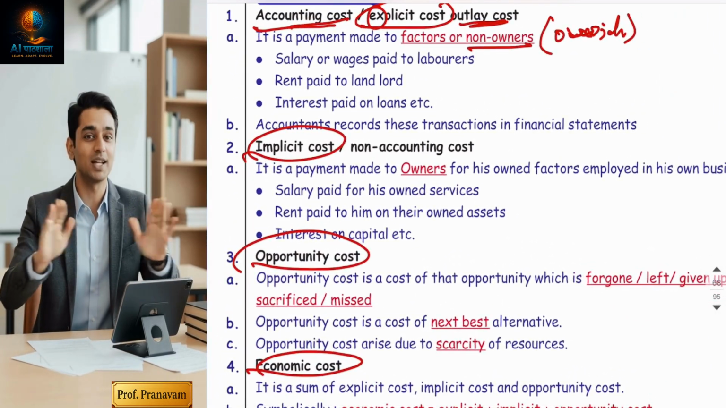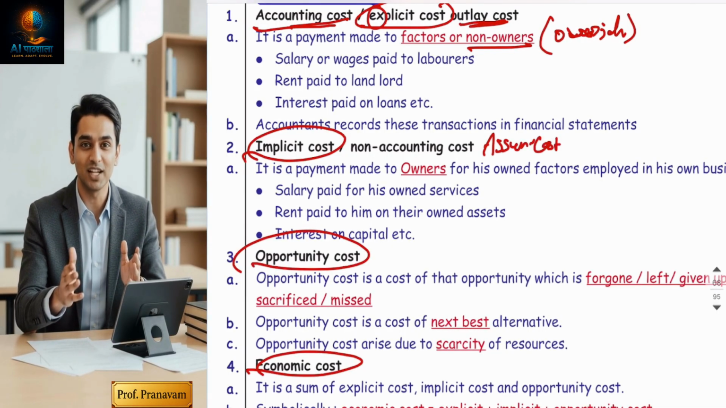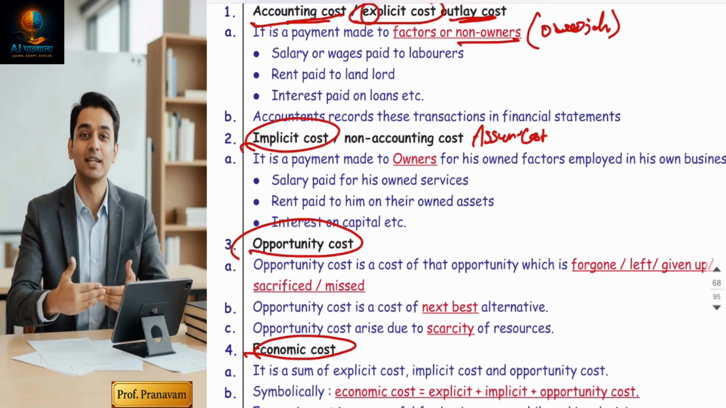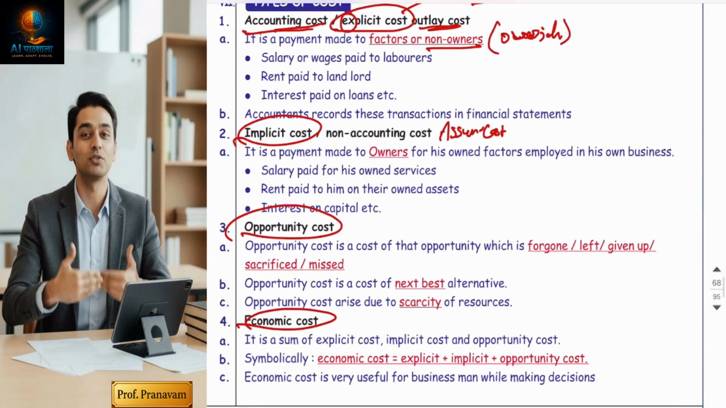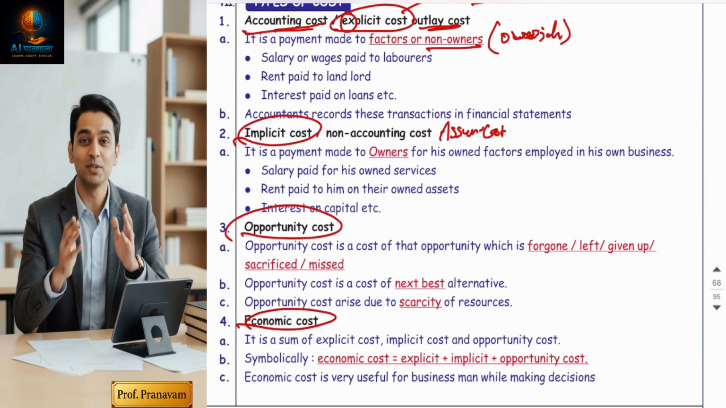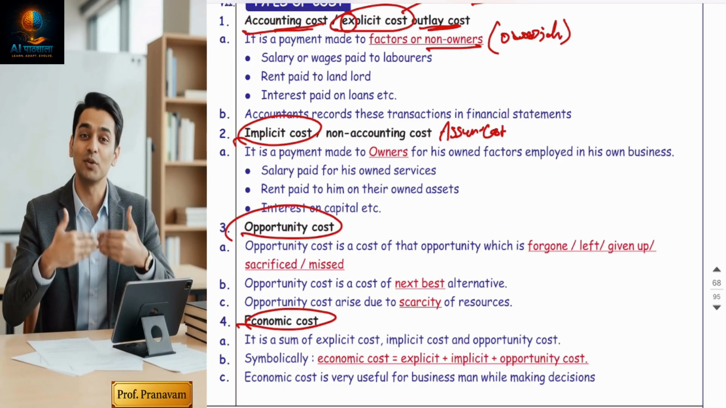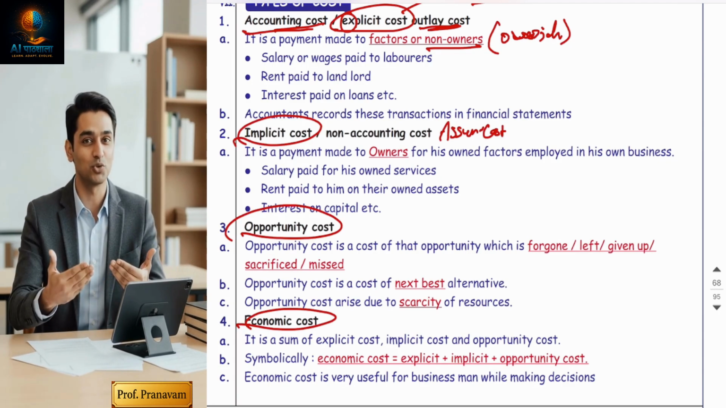Now, guys, this is an assumed cost. It's not an actual cost. It is an assumed cost. So how does it become an assumed cost? Now, listen. Implicit cost is an expenditure paid to the owners, like interest on capital, salary to partner, interest on capital paid to partner. Who is paying to whom? The business is paying to their own owners.